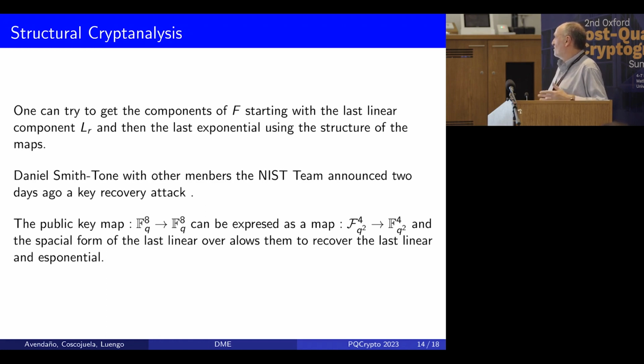The idea is that, of course, the initial map is over F_q^8, but with the isomorphism that we use, it can be converted to a map over F_{q^4} squared. In this new map, it really has a very special form. It is not only very special, but very simple, and this is the reason for the attack. But we'll make a further comment.